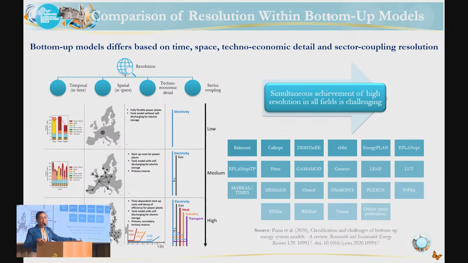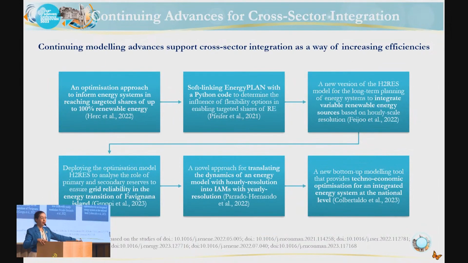On the side of bottom-up models, these can vary in resolution, including in time, space, techno-economic detail, and sector coupling resolution. And there's a myriad of these models, including those with high resolution of sector coupling. And continuing modeling advances are supporting the cross-sector integration as a way of increasing system efficiencies.